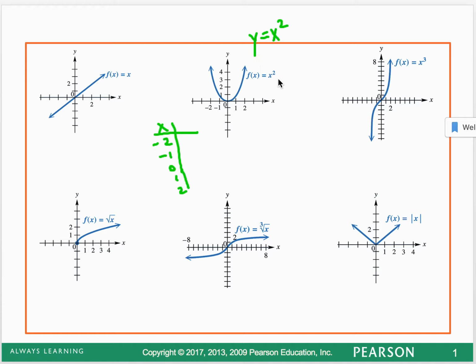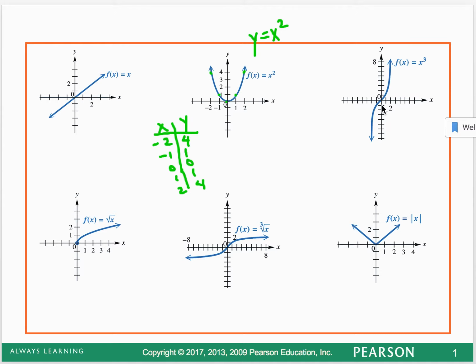So, our basic points. If I let x be these, I only have one operation to perform to get my y value. So -2 squared is 4, -1 squared is 1, 0 squared is 0, 1 squared is 1, 2 squared is 4. So I can get those immediately without really having to make a table, since it's one operation. And because I know the corresponding shape, I can fill it in quickly.